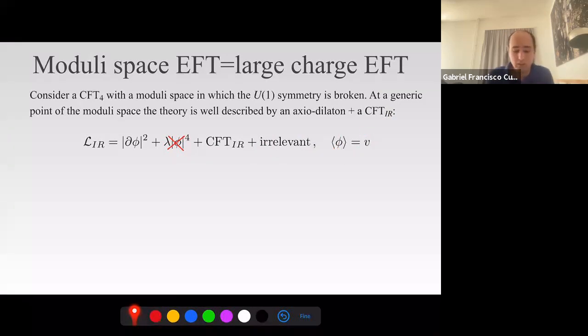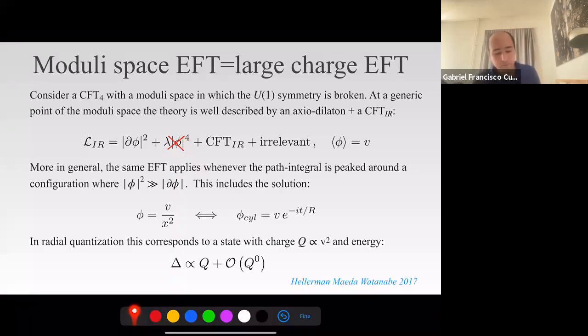So this is the famous statement that theories with moduli spaces have some tuning, and this is how you see it in the effective field theory. You have to tune this to 0. And normally this is achieved, of course, by some symmetries. However, once we have this effective field theory, the same effective field theory should apply whenever the path integral is peaked around a configuration where the field vev is much larger than the derivatives of the field. So we shouldn't use the effective field theory on a single state. They work on many different states, as long as the derivative expansion works, at least physically.